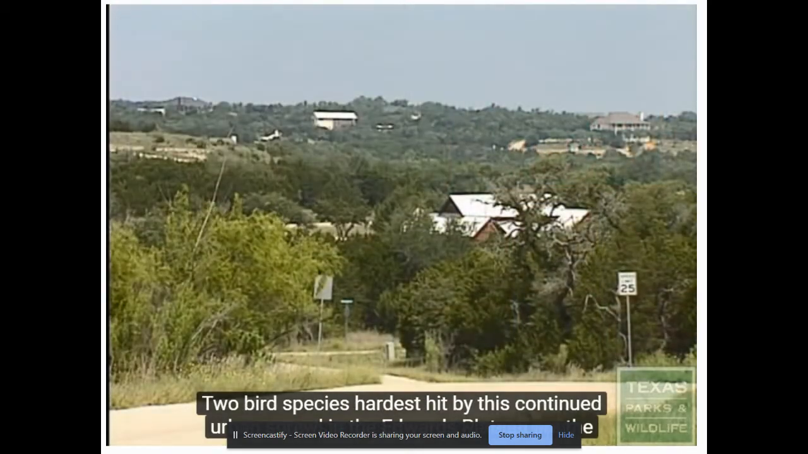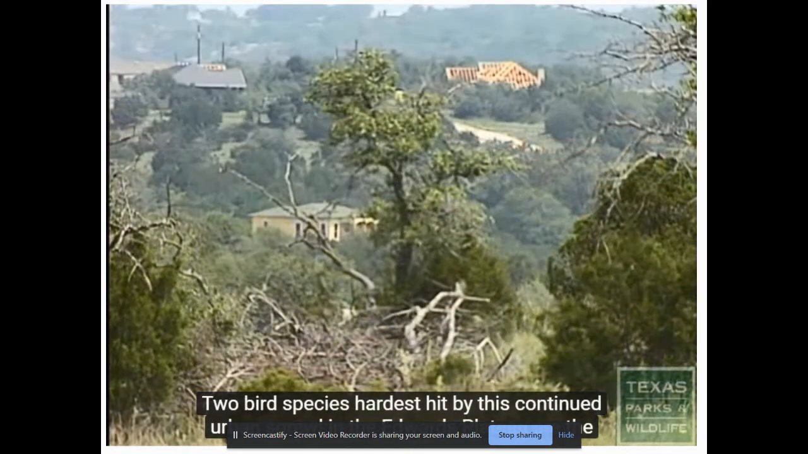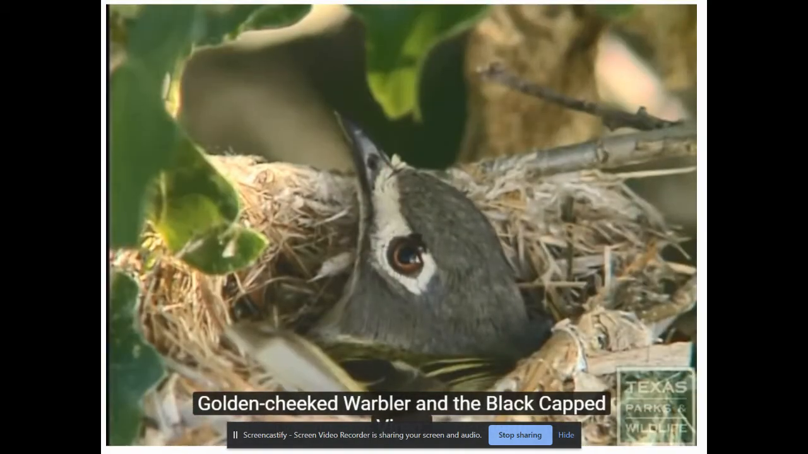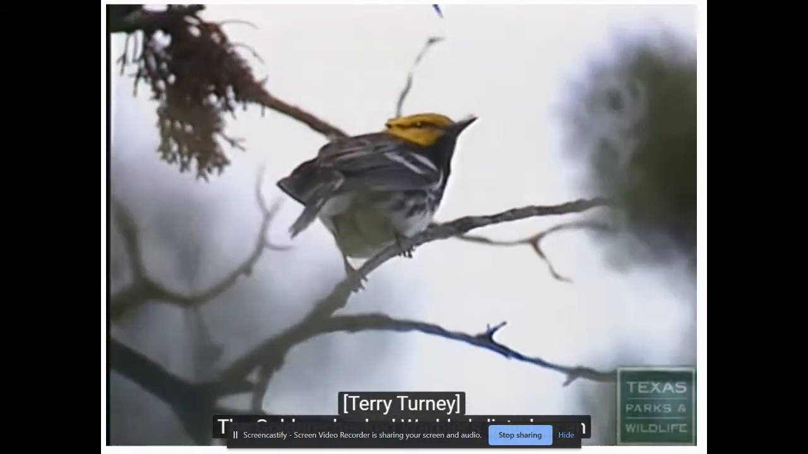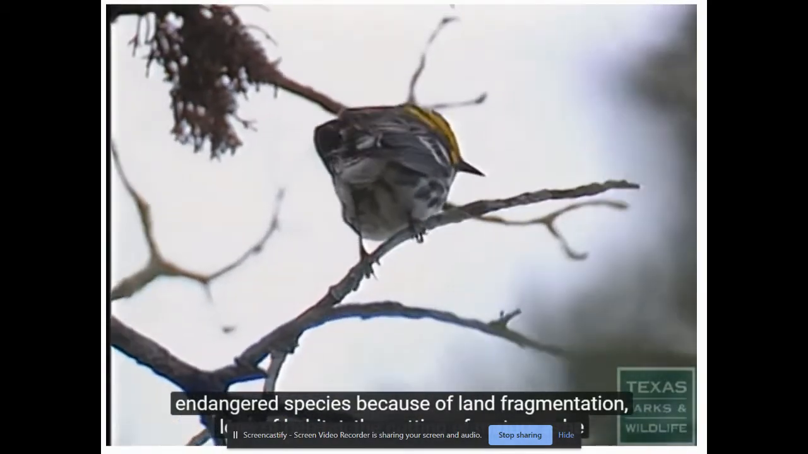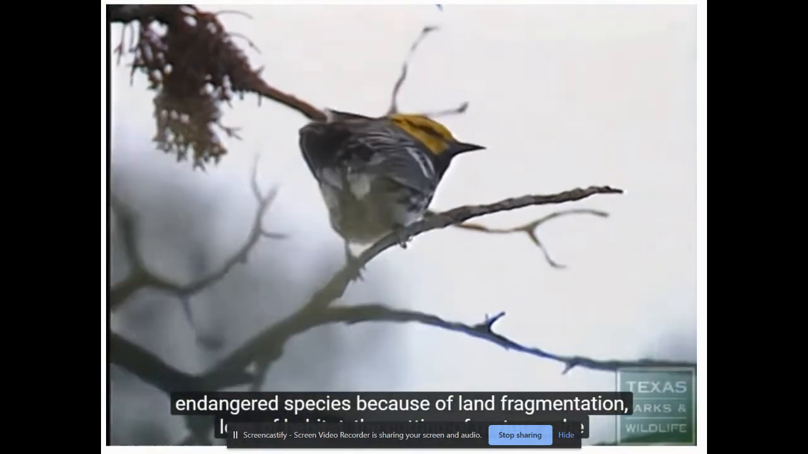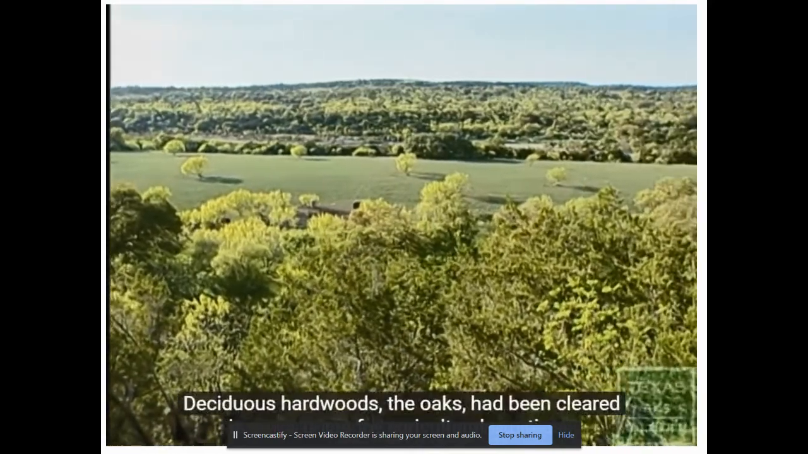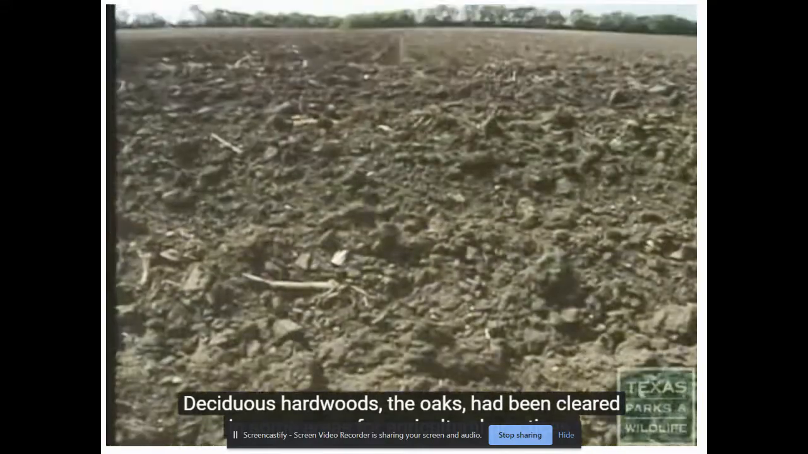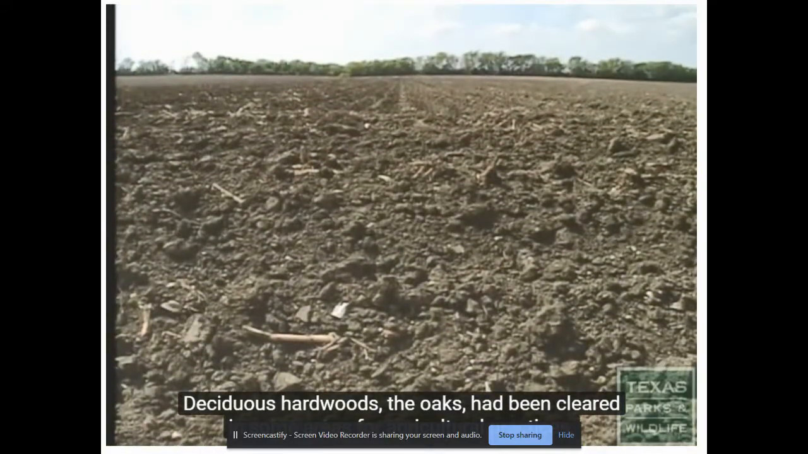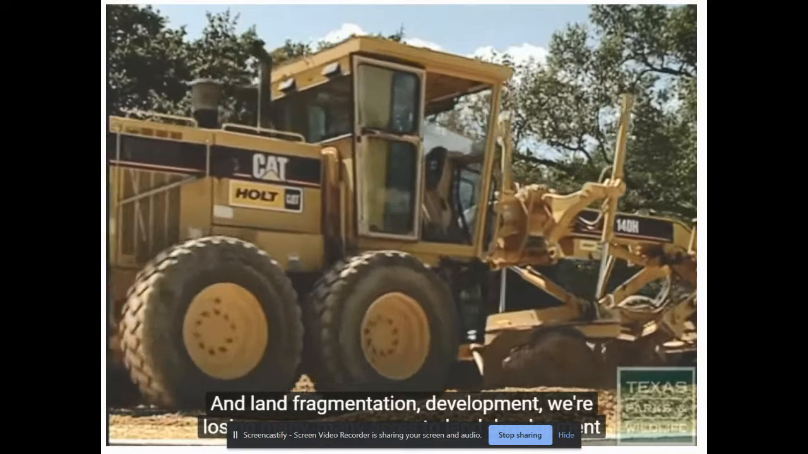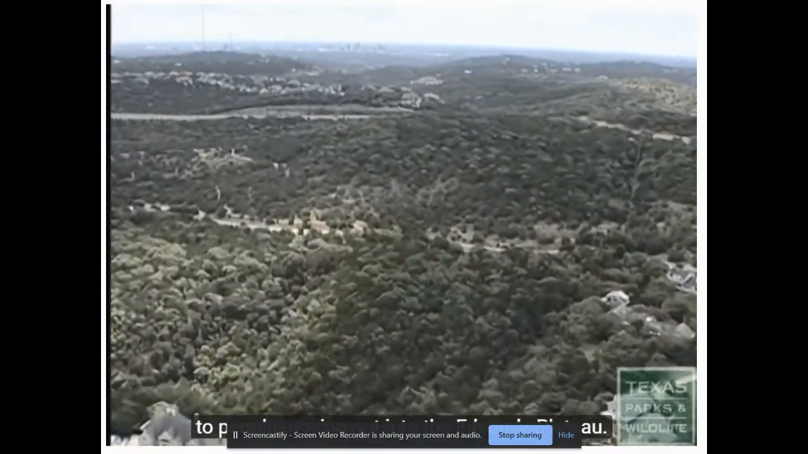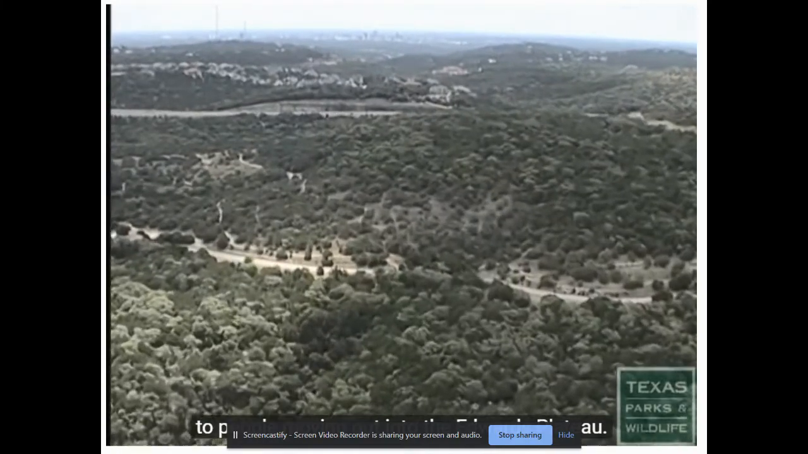Two bird species hardest hit by this continued urban sprawl in the Edwards Plateau are the golden-cheeked warbler and the black-capped vireo. The golden-cheeked warbler is listed as an endangered species because of land fragmentation, loss of habitat, the cutting of mature ash juniper by early settlers, deciduous hardwoods, the oaks have been cleared in some areas for agricultural practices, and land fragmentation development. We're losing many, many acres to land development, people moving out into the Edwards Plateau.